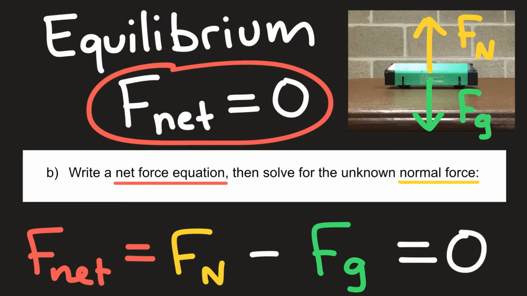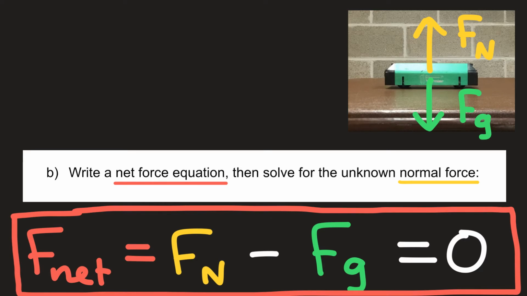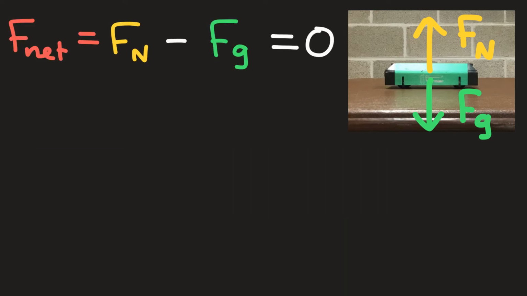So now that we have our net force equation, let's use it to actually solve and find the unknown normal force. So let's move it up here and let's see if we can solve this guy. So we have Fn minus Fg equals 0. Do we know what Fn is? No, that's our unknown. That's what we're trying to find. Do we know what Fg is? Yes, that's the weight of the cart. We know that the cart weighs 5 newtons, so let's plug it in.